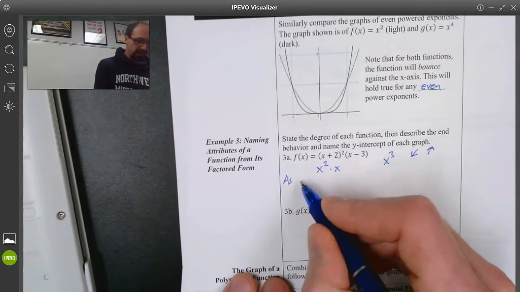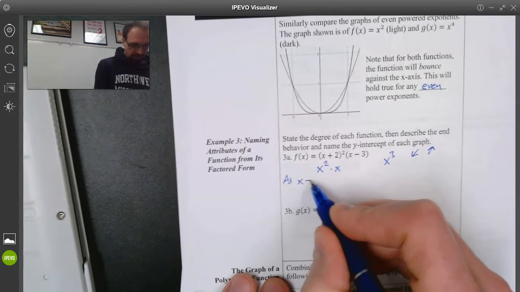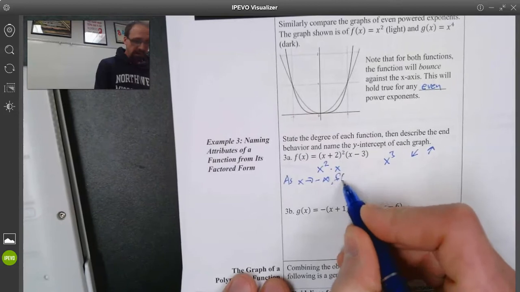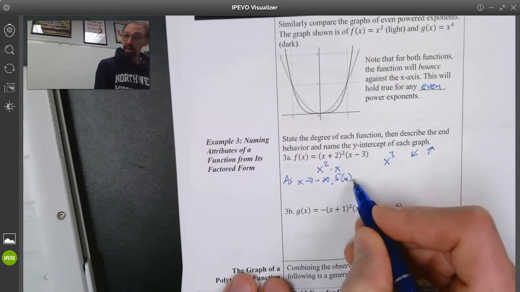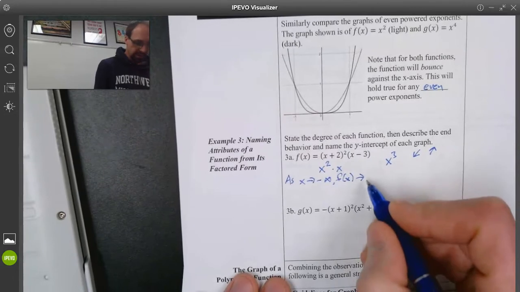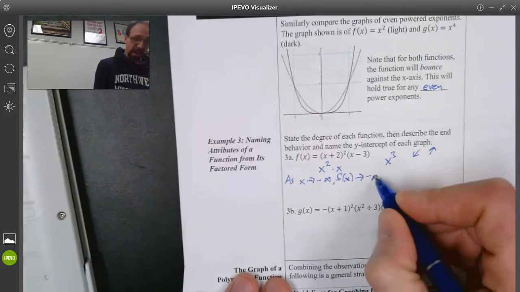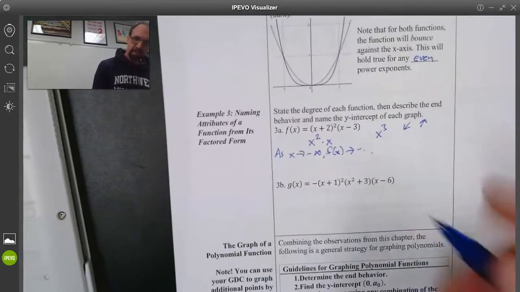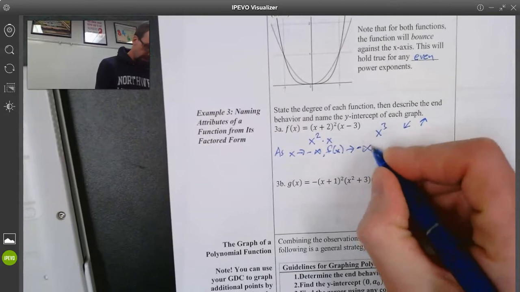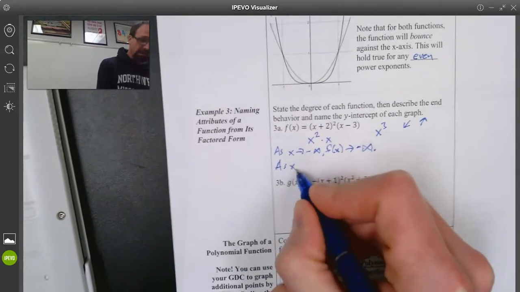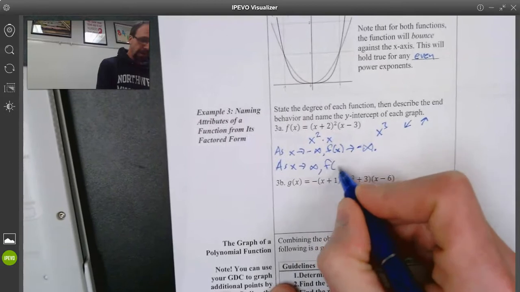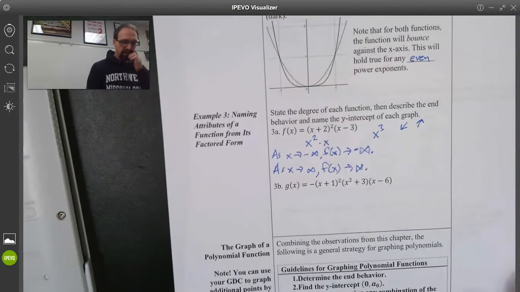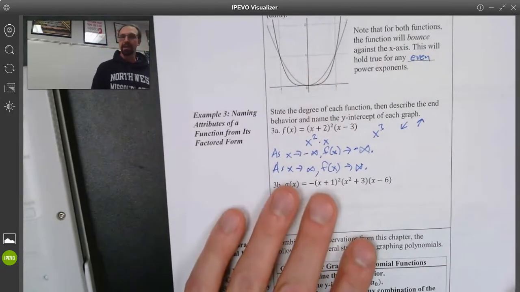And then for the end behavior, down and up. So as x approaches negative infinity, your y, or f of x, approaches negative infinity because it's going down. Sorry, that was written very poorly. Negative infinity, there we go. And as x approaches infinity, your y, or your f of x, is going to approach infinity because it goes up.